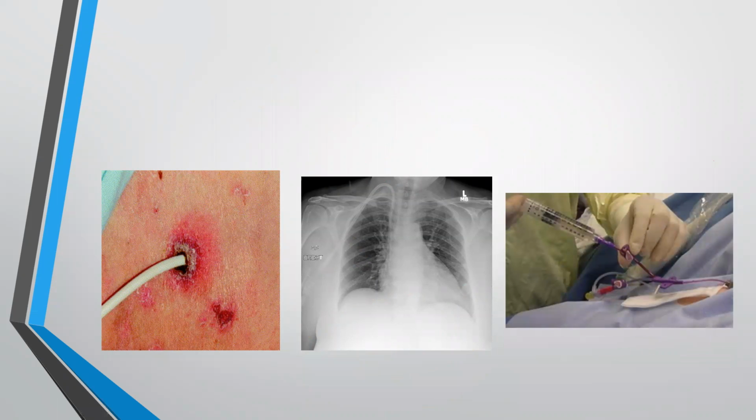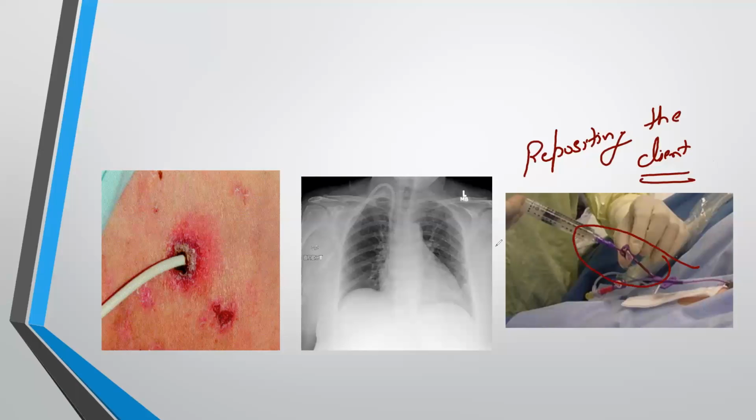And next here, you can see this man. The RN will draw back blood from the CVP line to ensure that the line is correctly placed and able to infuse the medication, the cytotoxic medication. If she is not able to draw blood back from the CVP line, always reposition the client.